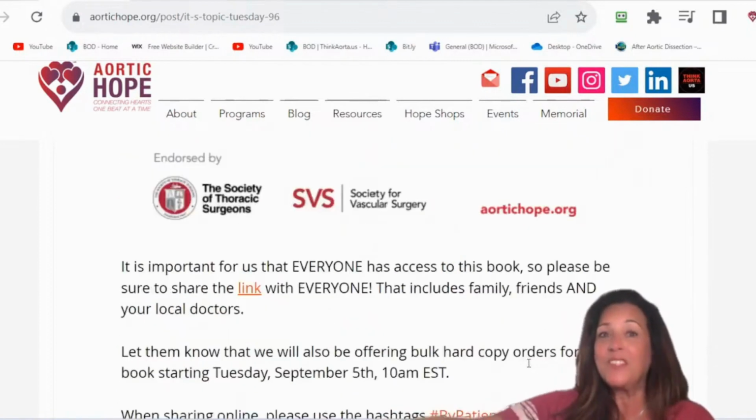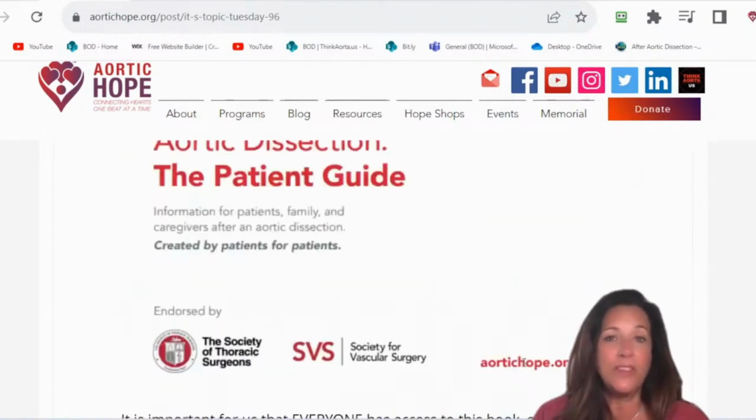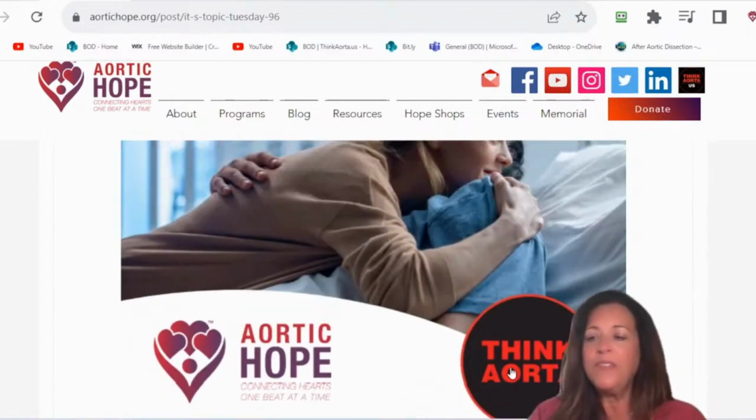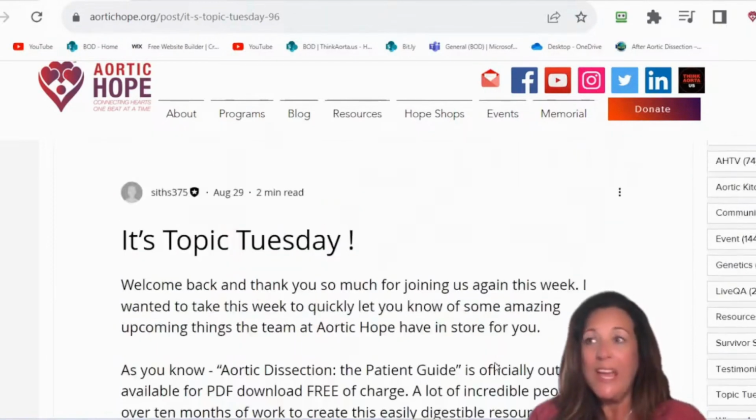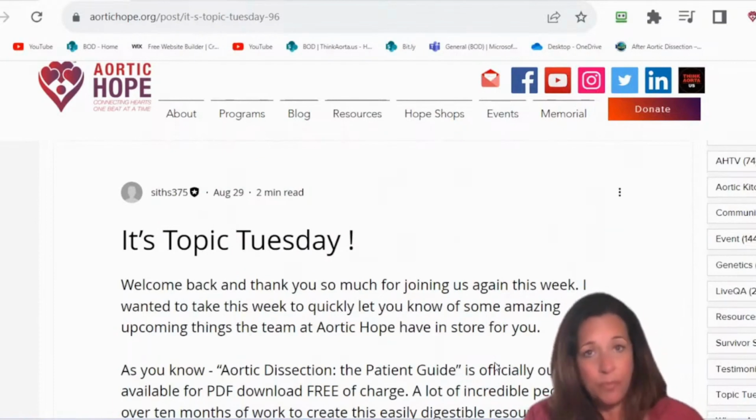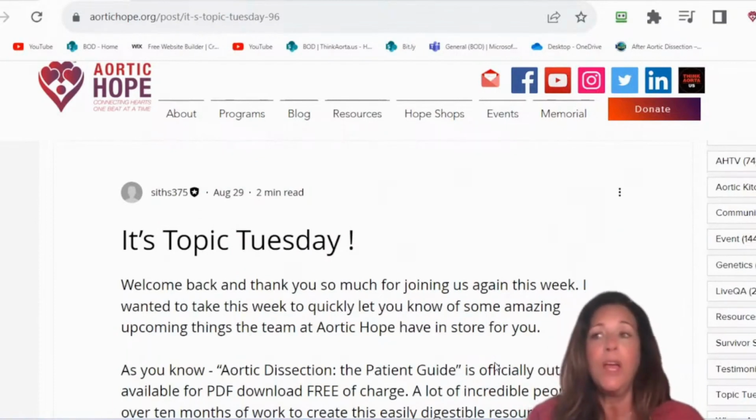So that's the post. Again, consider doing the download. Check this out for yourself. Even if you have an aortic aneurysm and you're waiting for surgery, there's at least two-thirds of this book that really could help you through your journey. And while the dissection portion may not be helpful, if you have to have open heart surgery, all of that moving forward would be helpful.